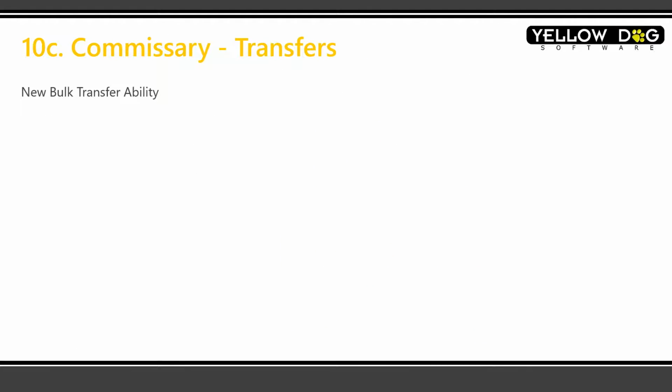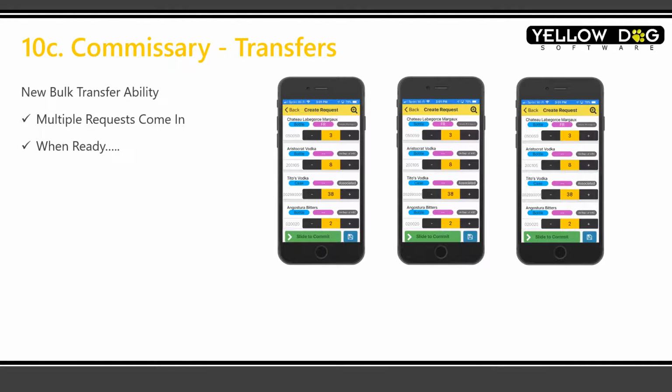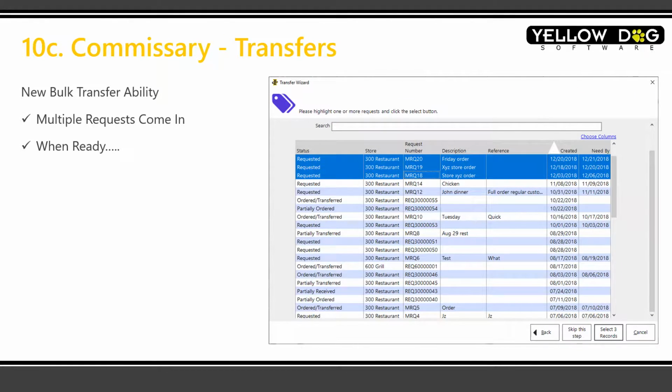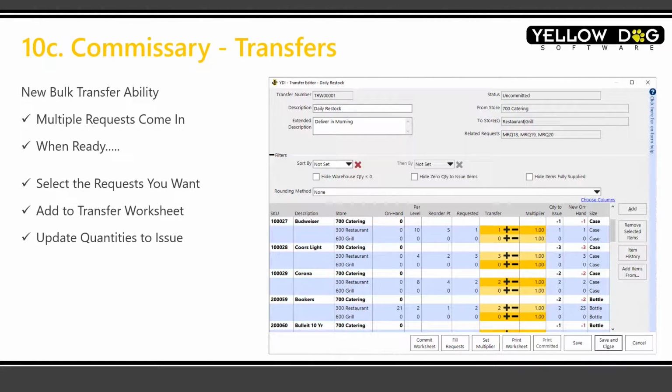And then lastly, you can now transfer based on all of those requests. So as you have multiple requests that come in, and maybe you turn it into a production group, when the product's finished and ready to be sent back to the locations, you can go in, select the given request. You can then add to a transfer worksheet. You can see the quantities and you can update them or change them if necessary.